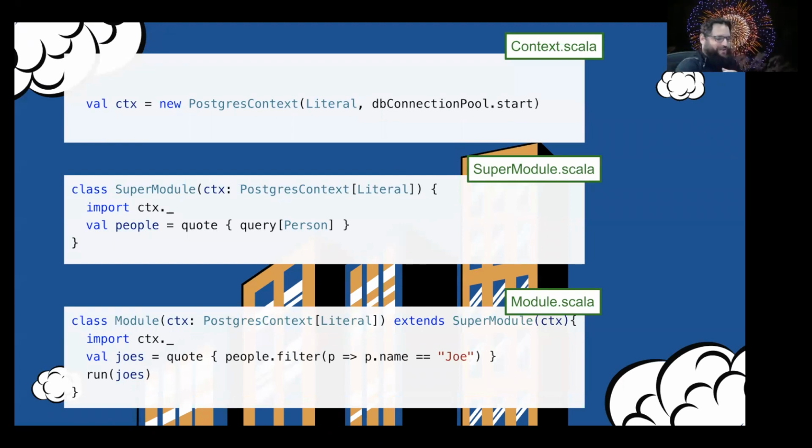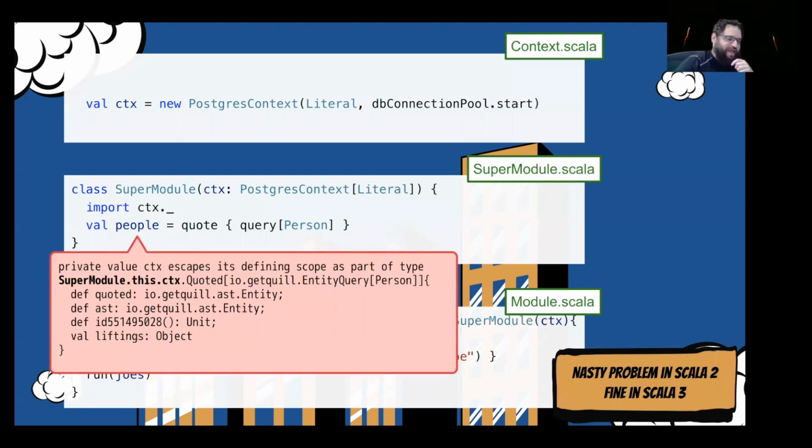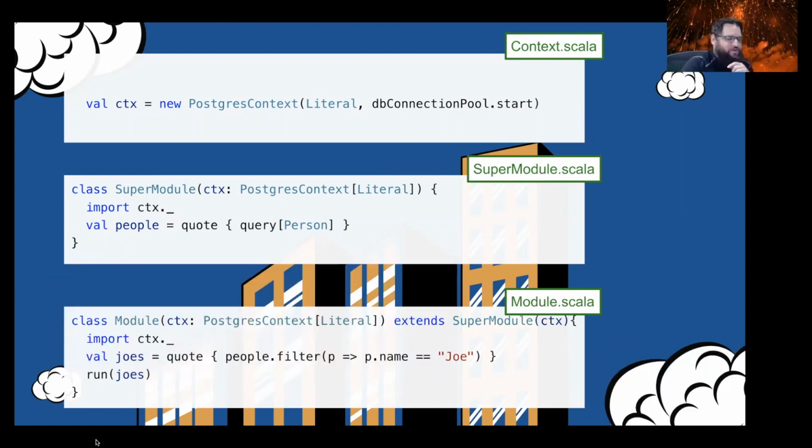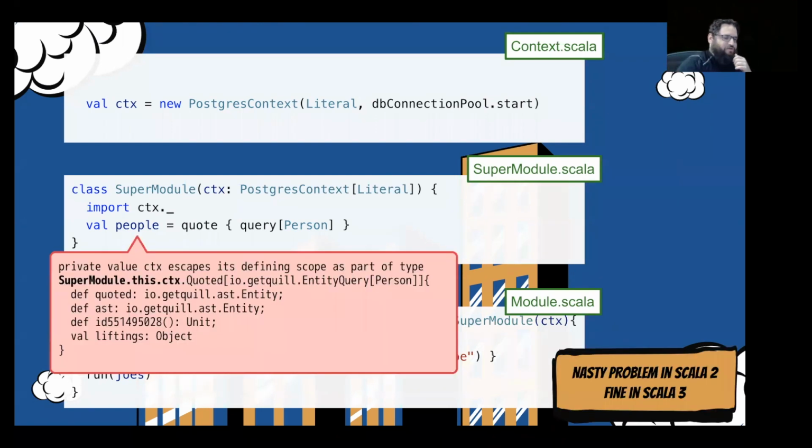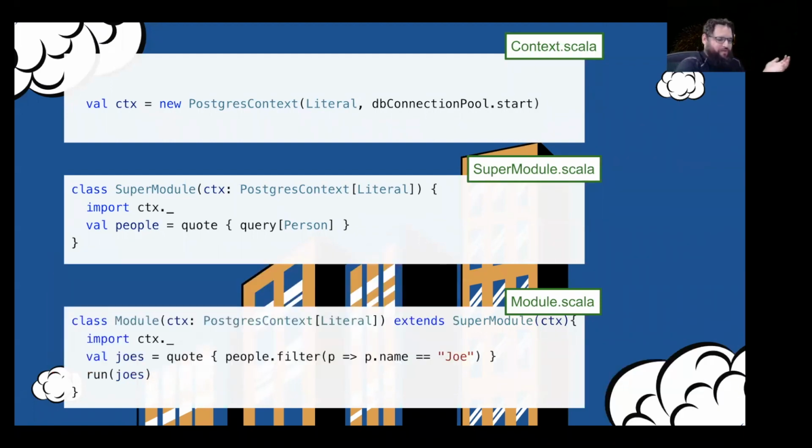The simplest way to do it is like that: you can just pass the context in through different constructor parameters. Easy peasy. Well, no, it actually does not work, because quoted is a refined type, it's path dependent. If you try to use this people variable that you define in here, you will get a compile time error, because it says this thingy here is not what this thingy here is.